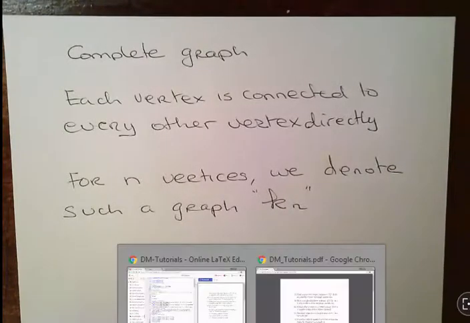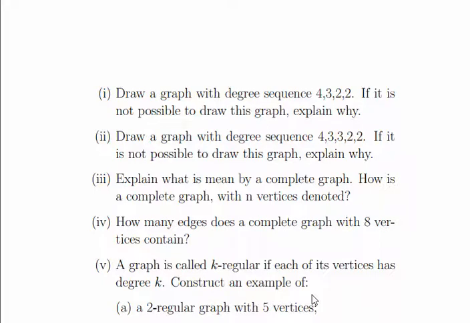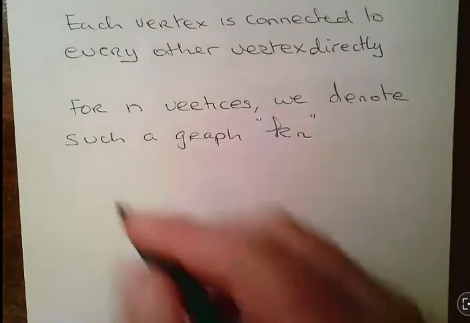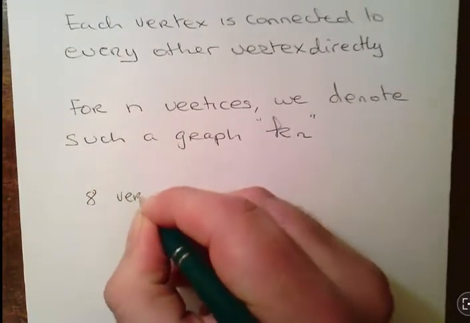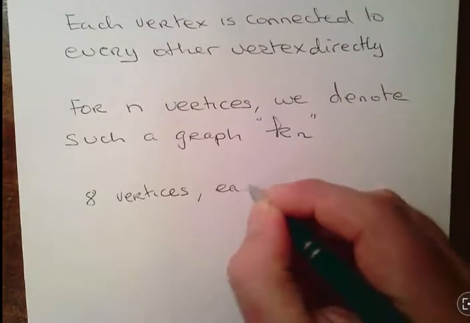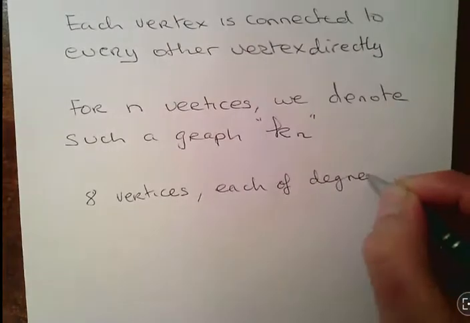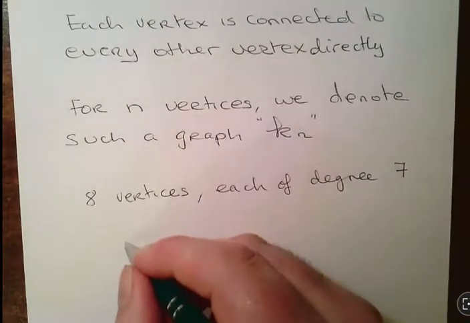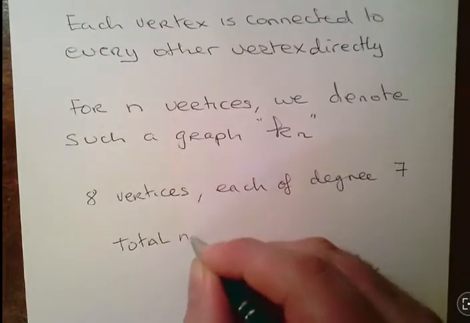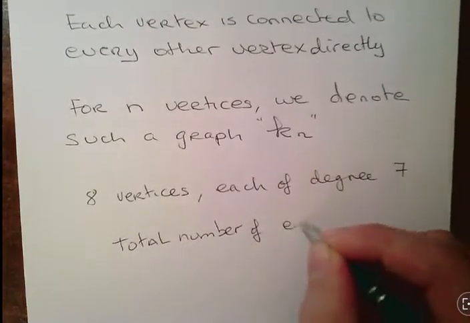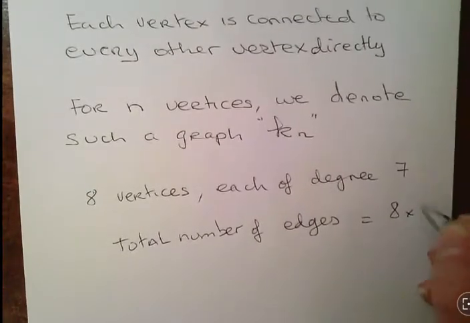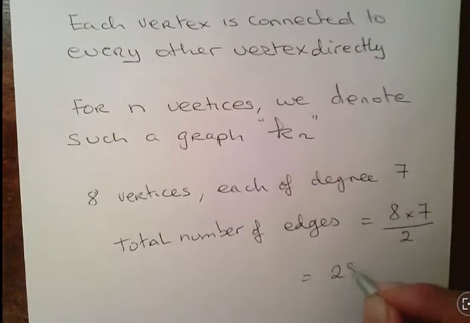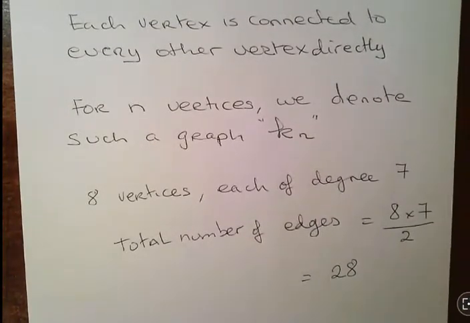The next thing we are asked is how many edges a complete graph with 8 vertices contains. So if we have 8 vertices, that means each of the 8 vertices has degree 7. So the total number of edges is 8 times 7 over 2, which is 28. Okay. So I'm just going to pause it there and set up the next thing.